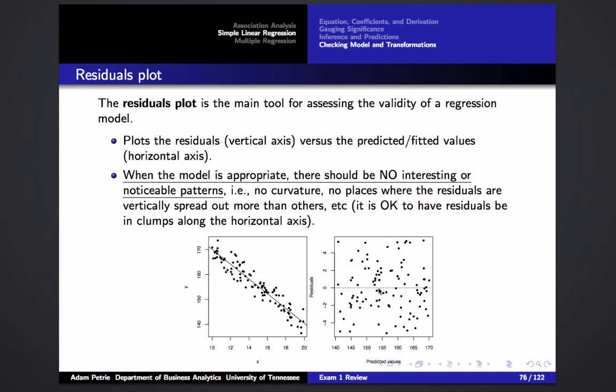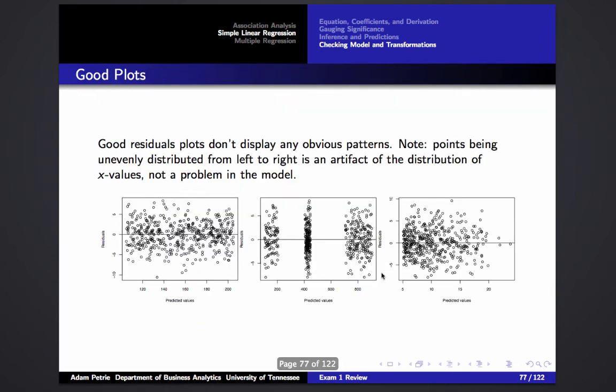And that's a bad thing because your regression model is supposed to explain everything there is to know about the relationship between x and y. So good residuals plots would look something like this, where we don't see any sort of global curvature away. We don't see areas where residuals are mostly positive, mostly negative, or anything like that. It's an even mix above and below zero everywhere.